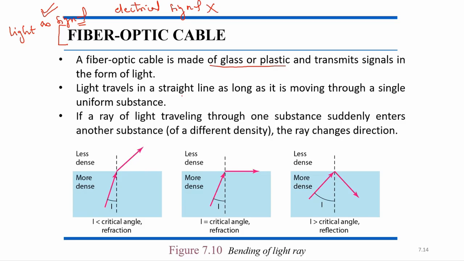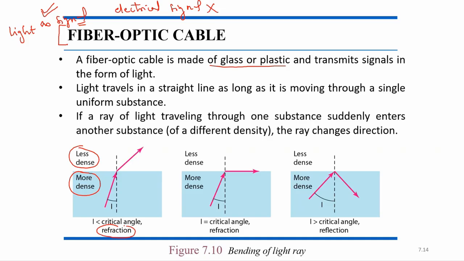Light travels in a straight line as long as it is moving through a single uniform substance. We already know that light moves in a straight line in a particular medium. But if there is a medium change, there is a bending of light. Here is a more dense medium and this is a less dense medium. If light is incident from the more dense to the less dense medium, there is a bending of light. This bending of light is called refraction.